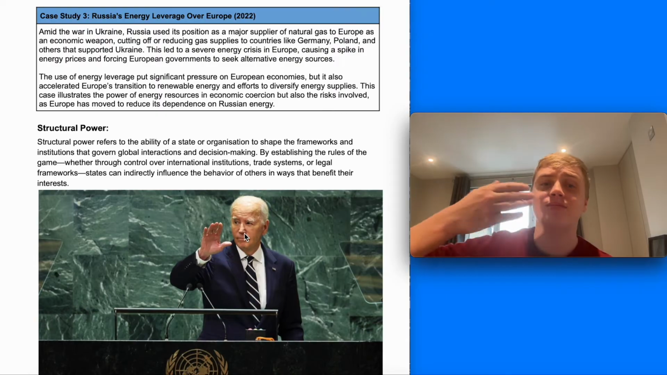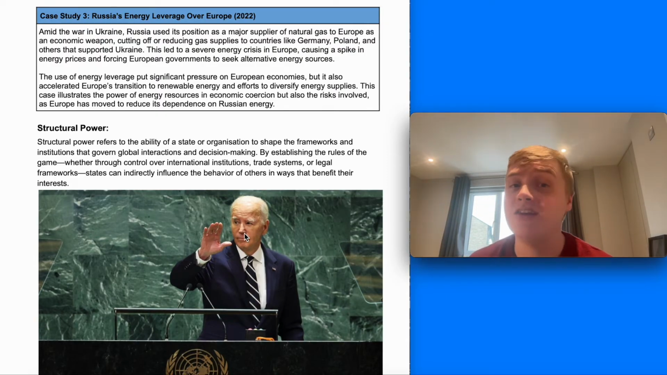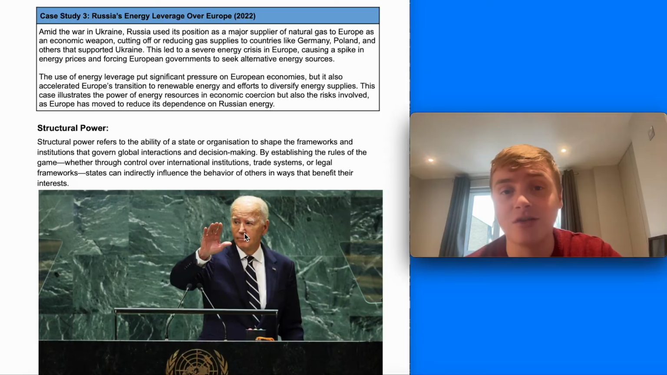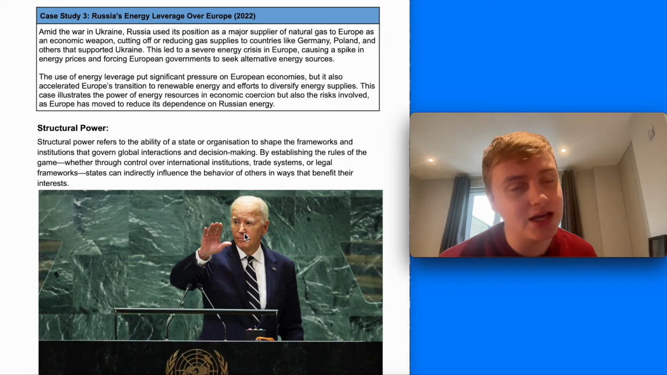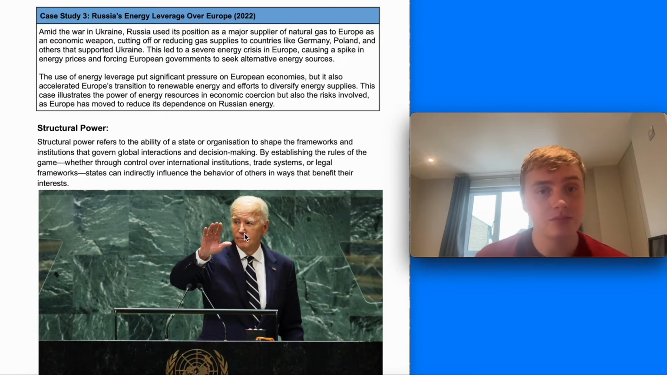And then on the other hand, you've got another example of economic power: Russia's energy leverage over Europe, or previous energy leverage over Europe. So amid the war in Ukraine, Russia used its position as a major supplier of gas to Europe as an economic weapon. For a number of decades, Russia had been the key source of energy imports for Germany in particular, but also a number of other European countries.